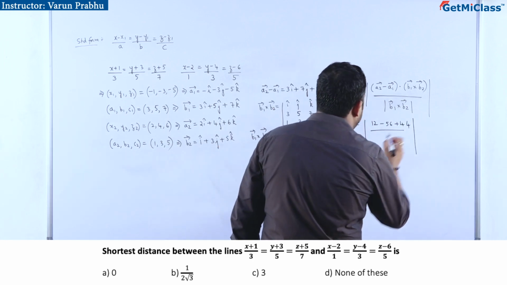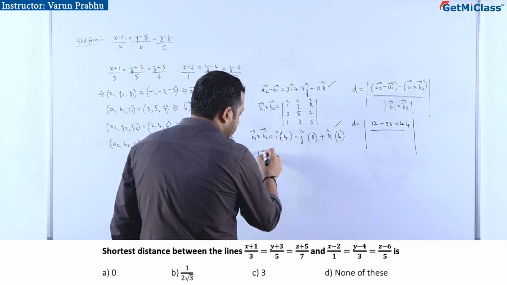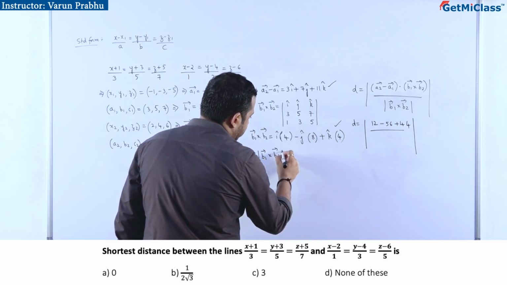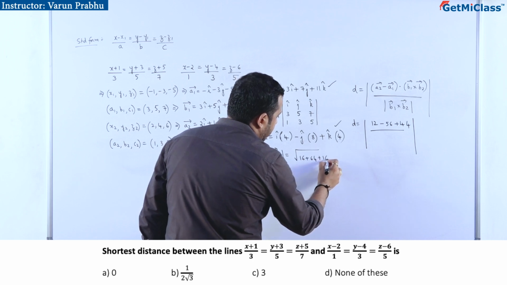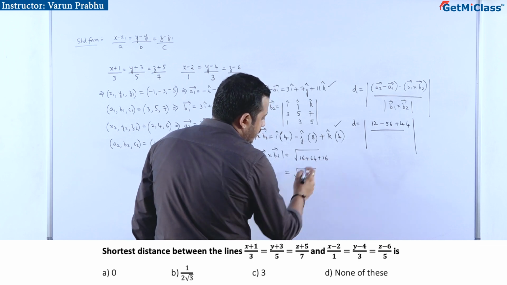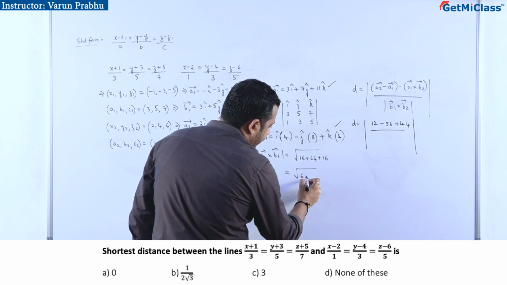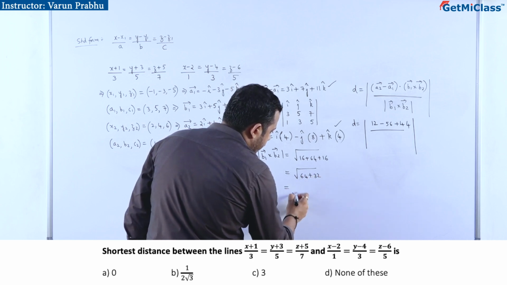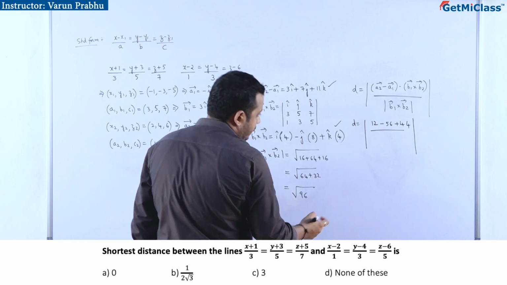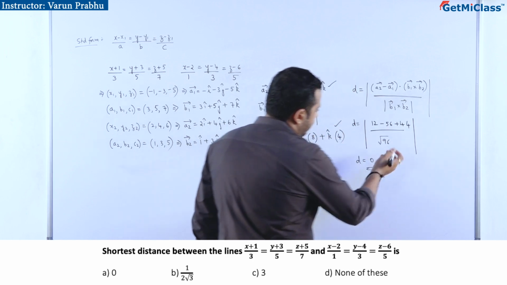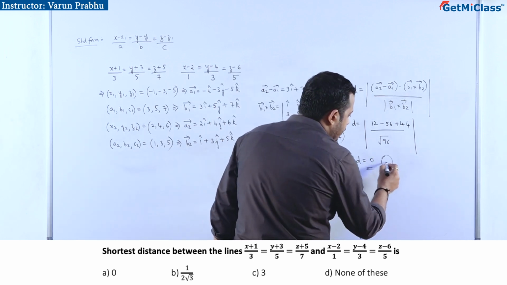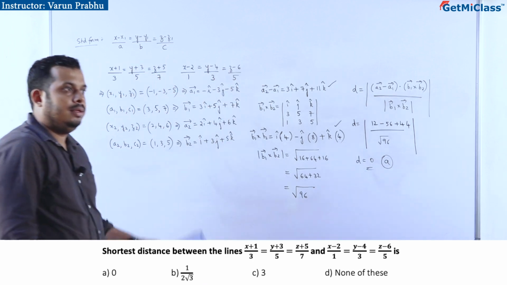So here it is divided by magnitude of b1 cross b2. If you can see, magnitude of b1 cross b2 is equal to root of 16 plus 64 plus 16, correct? Root of how much? 64 plus 32, so it is root 96. So here the answer to the question will be equal to what? 0 divided by anything is 0. So the answer to the question corresponds to option A. This is the answer.